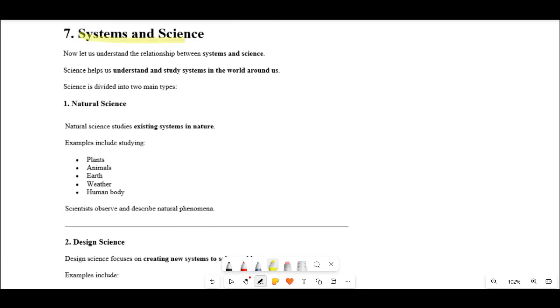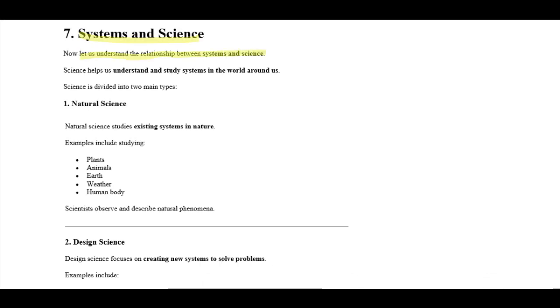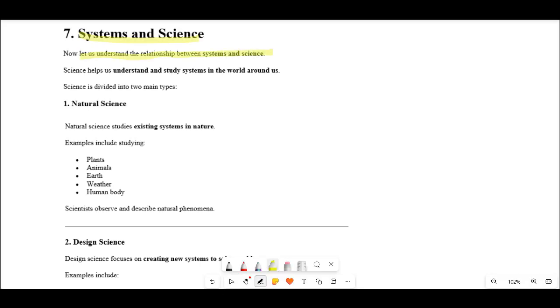The next one is system and science that we are going to study in this lecture. So let's talk about the relationship between science and systems. Science helps us to understand and study systems in the world around us.